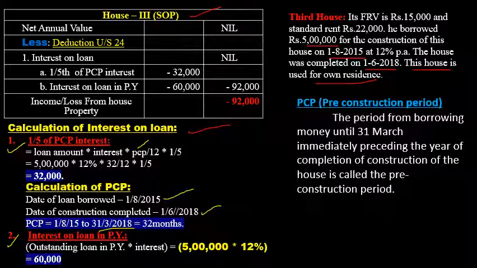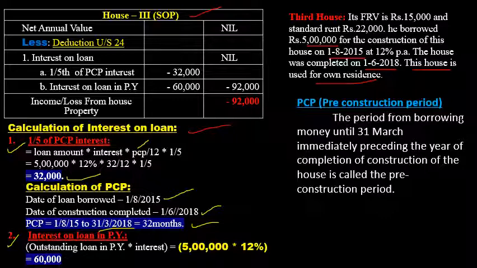So PCP is from 1st August 2015 to 31st March 2018, a total of 32 months. We apply that to the equation. So PCP interest is 32 by 12, multiplied by 1/5, since it has to be paid in 5 equal annual installments. Then 1/5 of the PCP interest comes to 32,000. That is the first part of interest on loan.